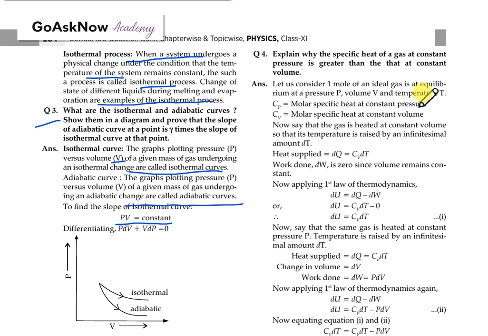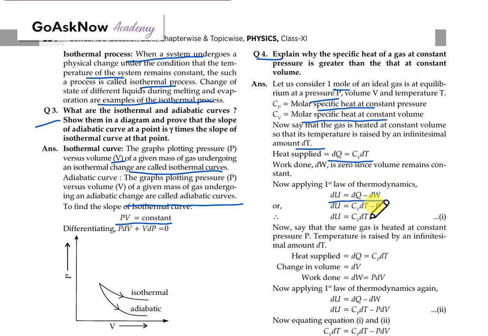Now, explain why the specific heat of a gas at constant pressure is greater than at constant volume. Firstly, let us consider 1 mole of an ideal gas in equilibrium at a pressure P, volume V and temperature T. Cp is the molar specific heat at constant pressure and Cv is the molar specific heat at constant volume. Now, say the gas is heated at constant volume so that the temperature is raised by an infinitesimal amount dT. So, the heat applied will be dQ equals Cv dT, and the work done is 0 since the volume remains constant. There will be no work done. So, we'll apply the first law of thermodynamics, which is dU equals dQ minus dW.